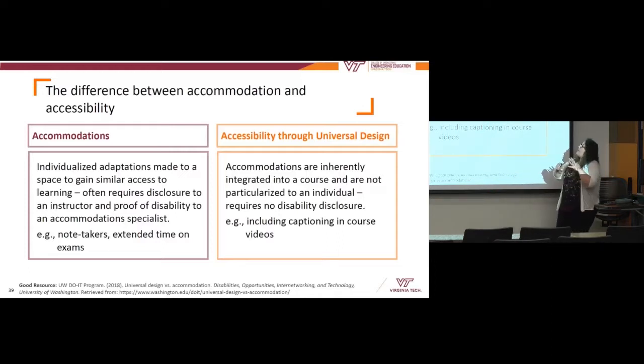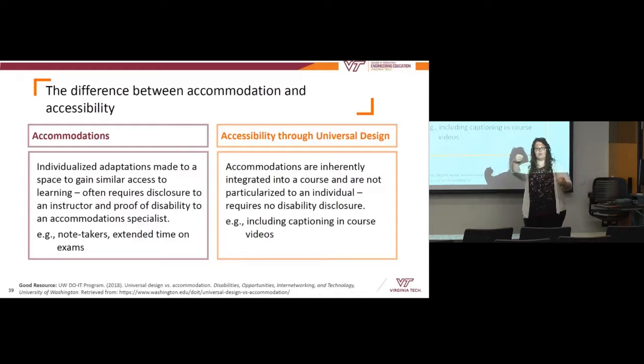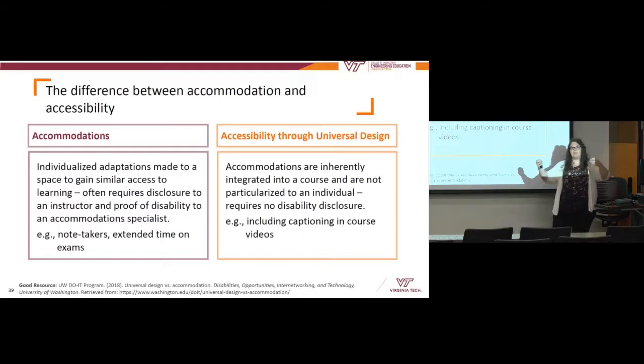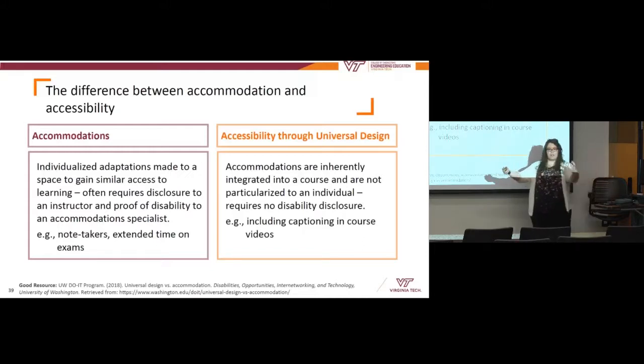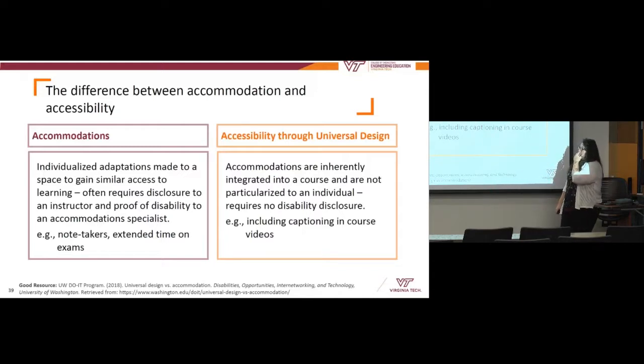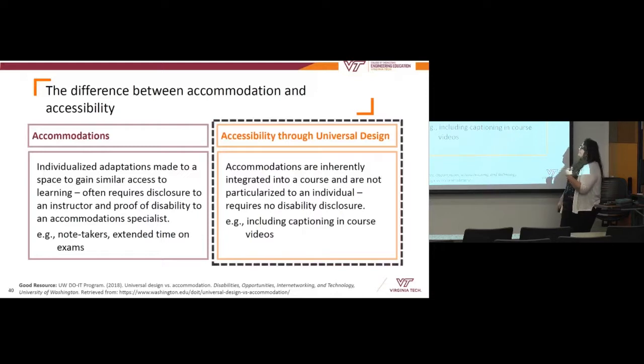So we're trying to shift from an individual adaptation to where an instructor would already include this universal design aspect in their courses, and you wouldn't necessarily need accommodations as much, or you would have people on campus that could help you make your courses more accessible. So this is, again, what we're trying to move towards.